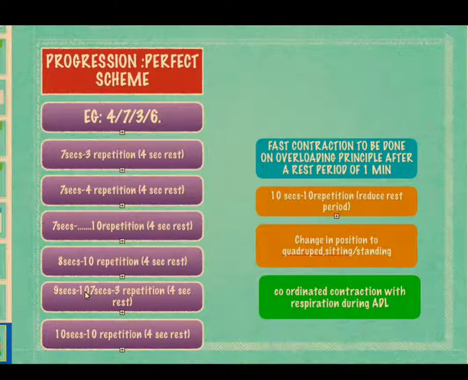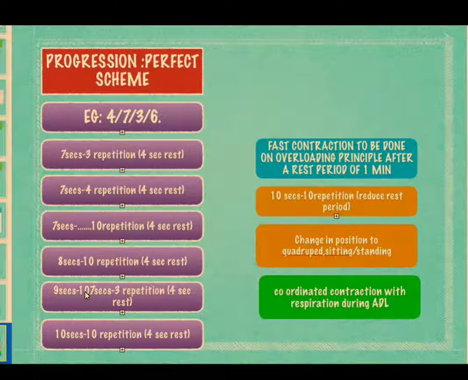The other documentation, progression of the PERFECT scheme, how to progress. 7 seconds 3 repetitions, 4 second rest. 7 seconds 4 repetitions, 4 seconds rest. 7 seconds 10 repetitions, 4 second rest. 8 seconds 10 repetitions, 4 second rest. 9 seconds 3 repetitions, then 9 seconds 10 repetitions, 4 second rest. 10 seconds 3 repetitions, 4 second rest. 10 seconds 10 repetitions, 4 second rest.